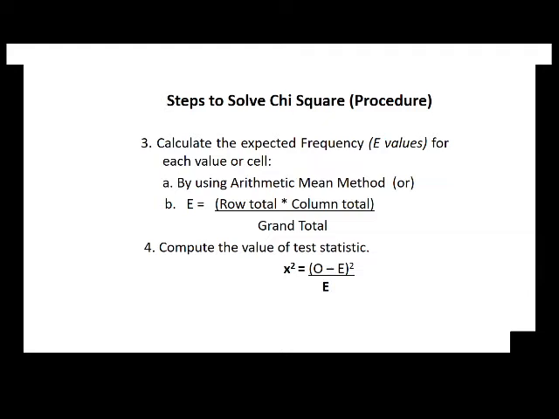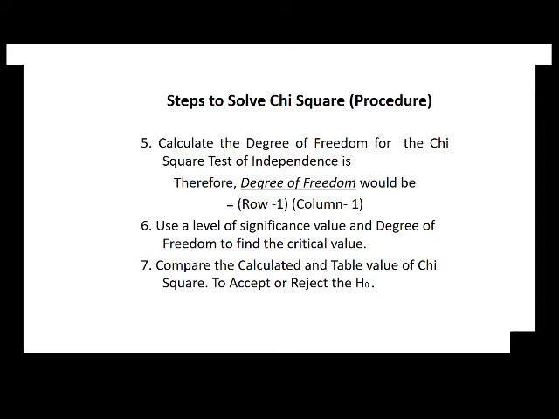Here O refers to the observed frequencies and E refers to the expected frequencies. Next, calculate the degrees of freedom for the Chi-square test of independence. The degrees of freedom would be row minus 1 multiplied by column minus 1. Use the level of significance value and the degrees of freedom to find the critical value. Compare the calculated and the table value of Chi-square to accept or reject the null hypothesis.